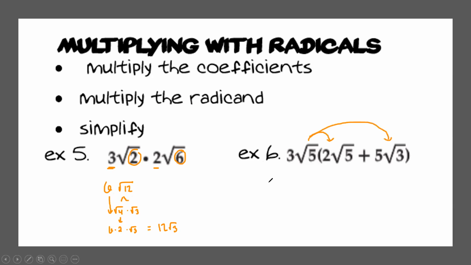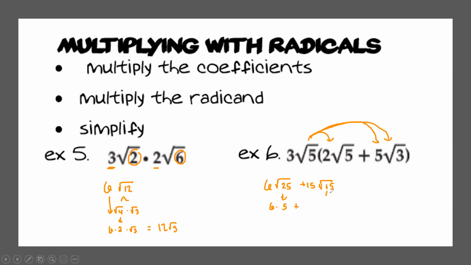3 times 2 is 6. The square root of 5 times the square root of 5 is the square root of 25. All right, 3 times 5 over here is 15. The square root of 5 times the square root of 3 is the square root of 15. We're going to take a minute. We say, okay, I know the square root of 25 is 5. So this is 6 times 5.